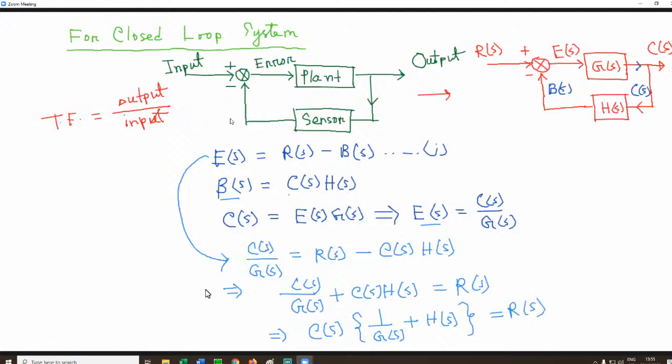Okay, and from there, if you make LCM, CS into GS, 1 plus GS SS, equal what? Equal RS, right?